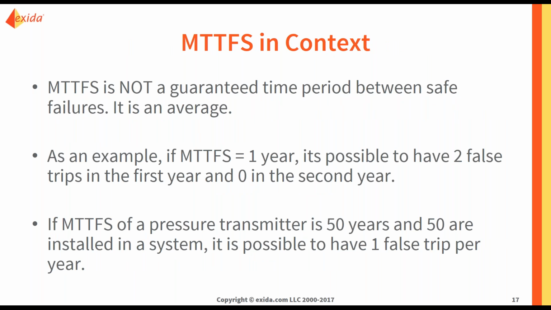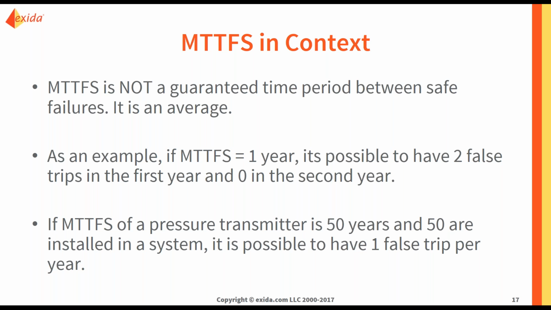So let's give a little more context to this metric. The MTTFS is not a guaranteed time between safe failures. It is an average. As an example, if the MTTFS is 1 year, it is possible that you would have 2 false trips in the first year and 0 in the second. This would still result in an average of 1 year. So as you can see, it is not a guarantee. We cannot say because the MTTFS is 1 year that we're guaranteed to have no trips within that first year.